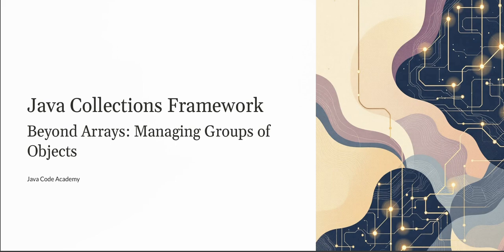Now, moving to the framework. What is a framework? A framework is just a set of pre-written classes and interfaces. It provides a standard architecture to store and manipulate a group of objects. If you need a list that grows, use ArrayList. If you need unique items only, you can use HashSet. If you need key value pairs, use HashMap.